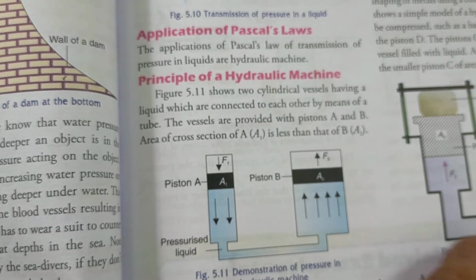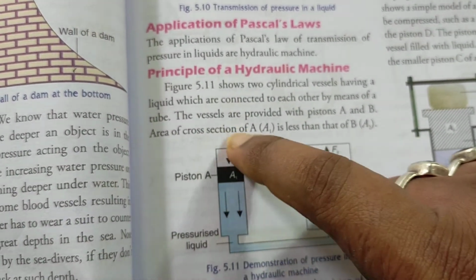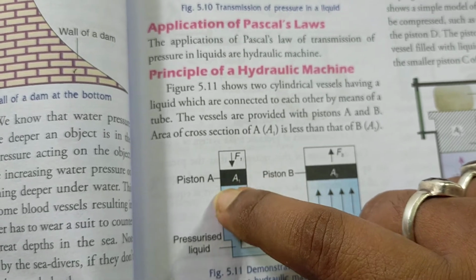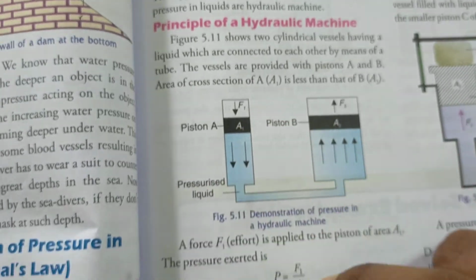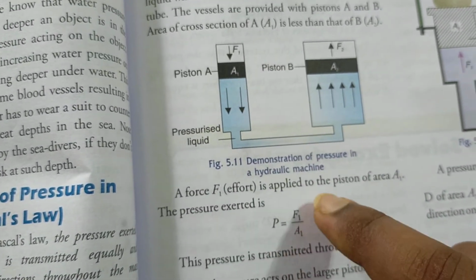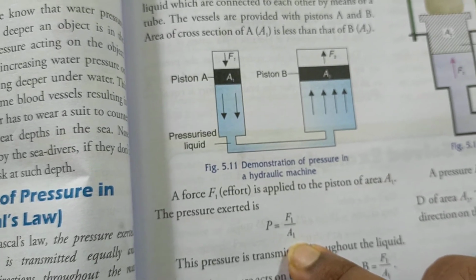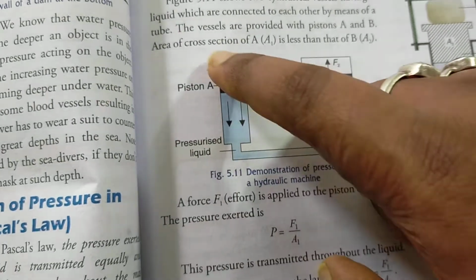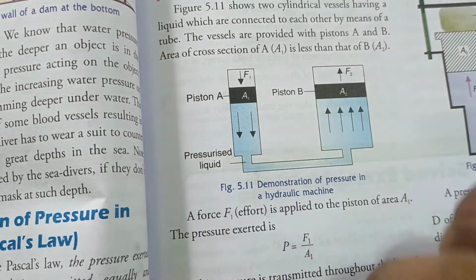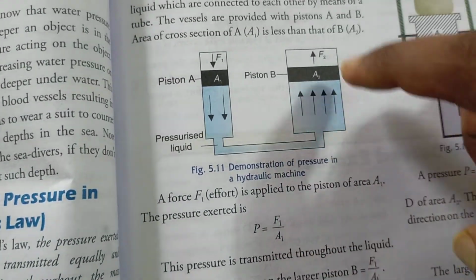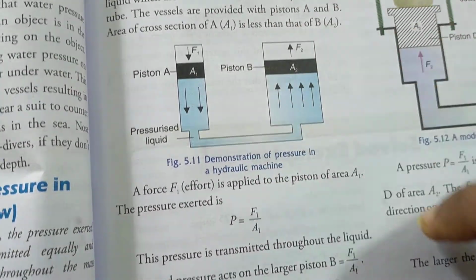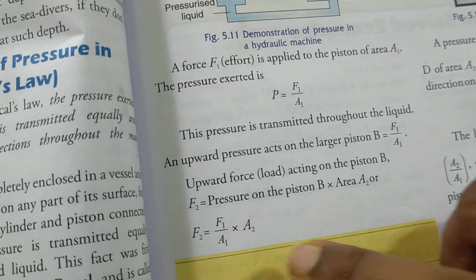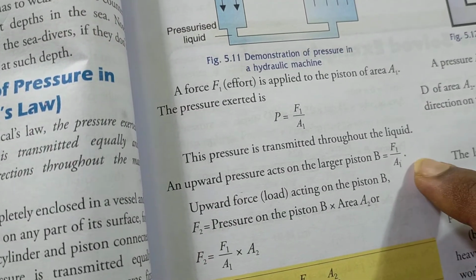So the pressure exerted on area A, that means a small area of cross section, is P equals F1 by A1. We know pressure equals F by A. What is the pressure exerted on piston A? That is F1 by A1. What will be the pressure exerted at piston B? That is F2 by A2. Okay, so here that will be F2 by A2.